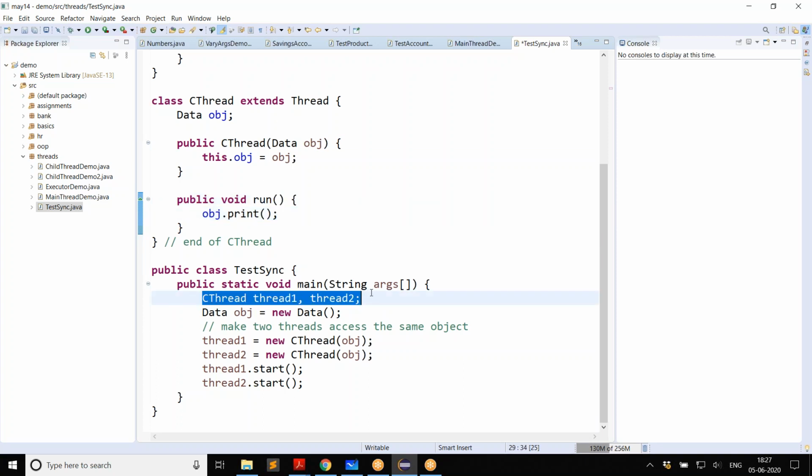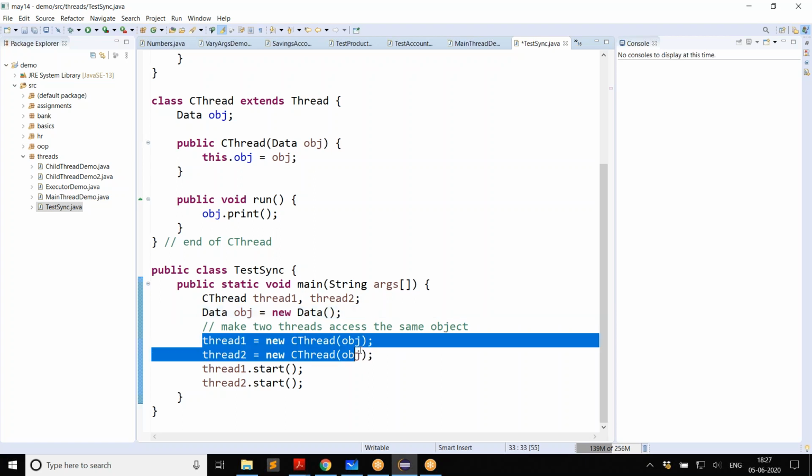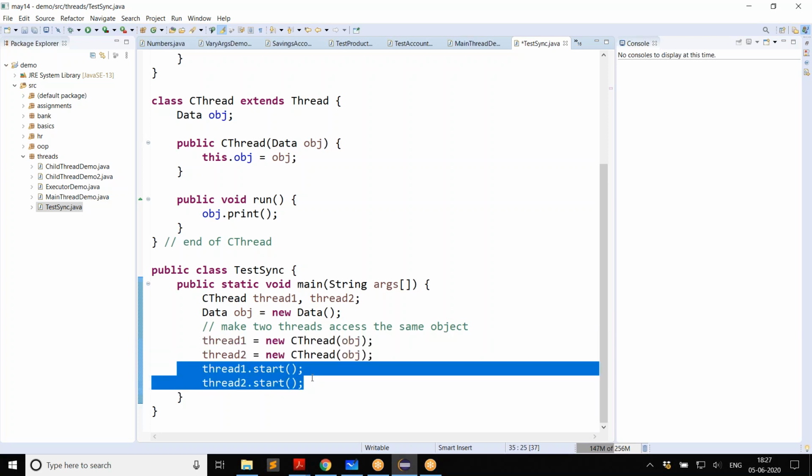Now we create two threads. Both the threads are associated with the same data object. This is how we simulate two different threads being associated with the same data object. Now both the threads are starting.